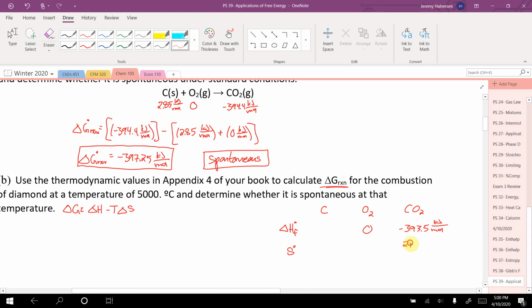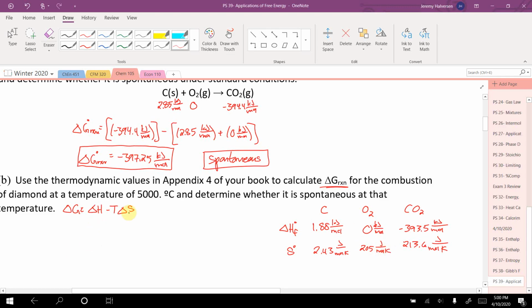This is 213.6 joules per mole Kelvin. C is 1.88 kilojoules per mole. I should have said C, not CO2. And this is 2.43 joules per mole Kelvin. And 0 kilojoules per mole and 205 joules per mole Kelvin for O2.